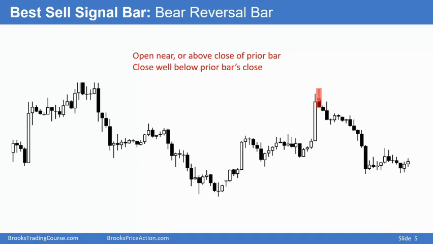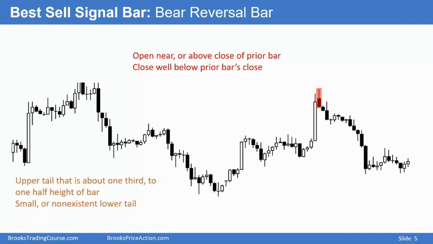It opened near or above the close of the prior bar, and it closed well below the prior bar's close, in this case just a little bit below, and the tail about a third to a half the size of the bar, and the body reasonably good size. No tail or very small tail on the bottom. So that's the sell signal bar, and bears will place an order to sell just below its low, and they would get filled on this small bear bar. That's not a particularly strong entry bar for the bears.